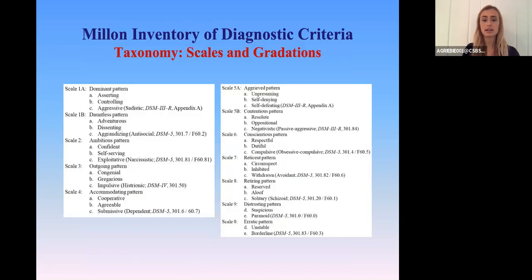This model divides personality into 10 scales. Each scale is further broken down into 2 or 3 subcategories that span the possible manifestations from a normal adaptive variant at level A to a more extreme and likely maladaptive variant at level C. When these 10 scales are combined with the different attribute domains, the tool yields 34 normal and maladaptive personality classifications.